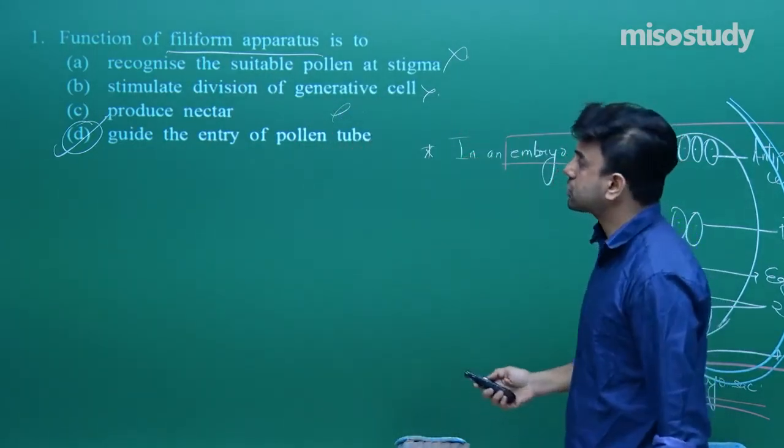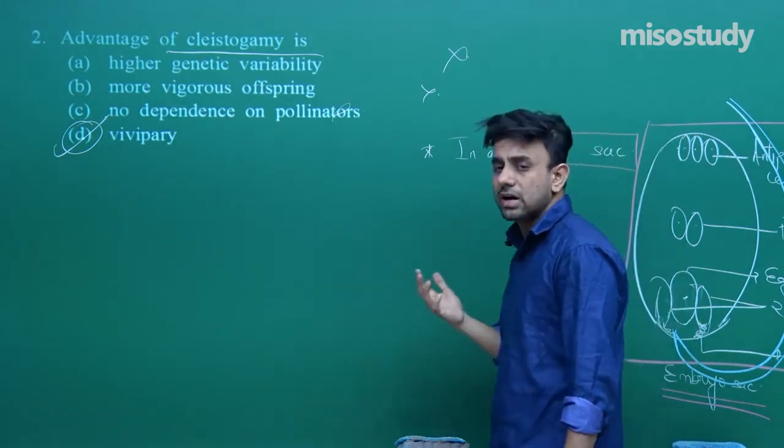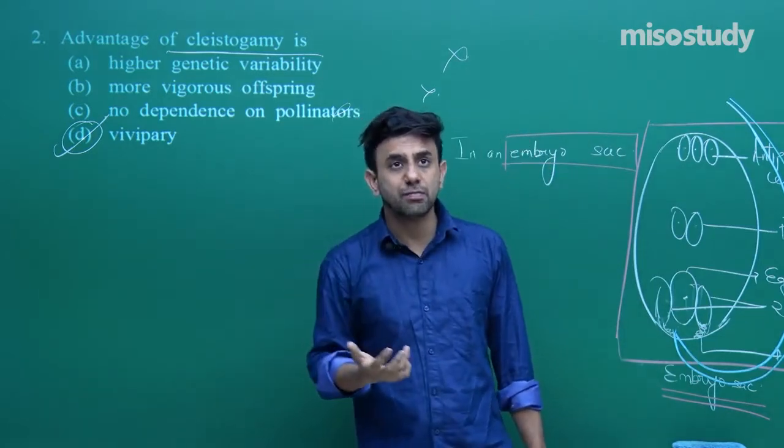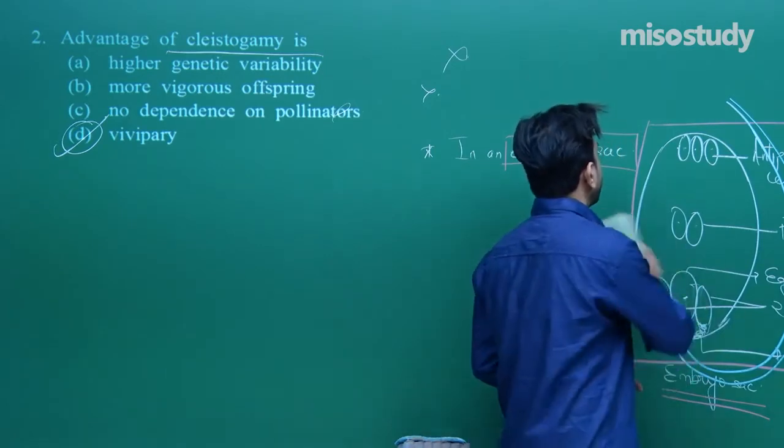Let us move on to the next question. Advantage of cleistogamy. Now cleistogamous flowers are basically the self-pollinators.